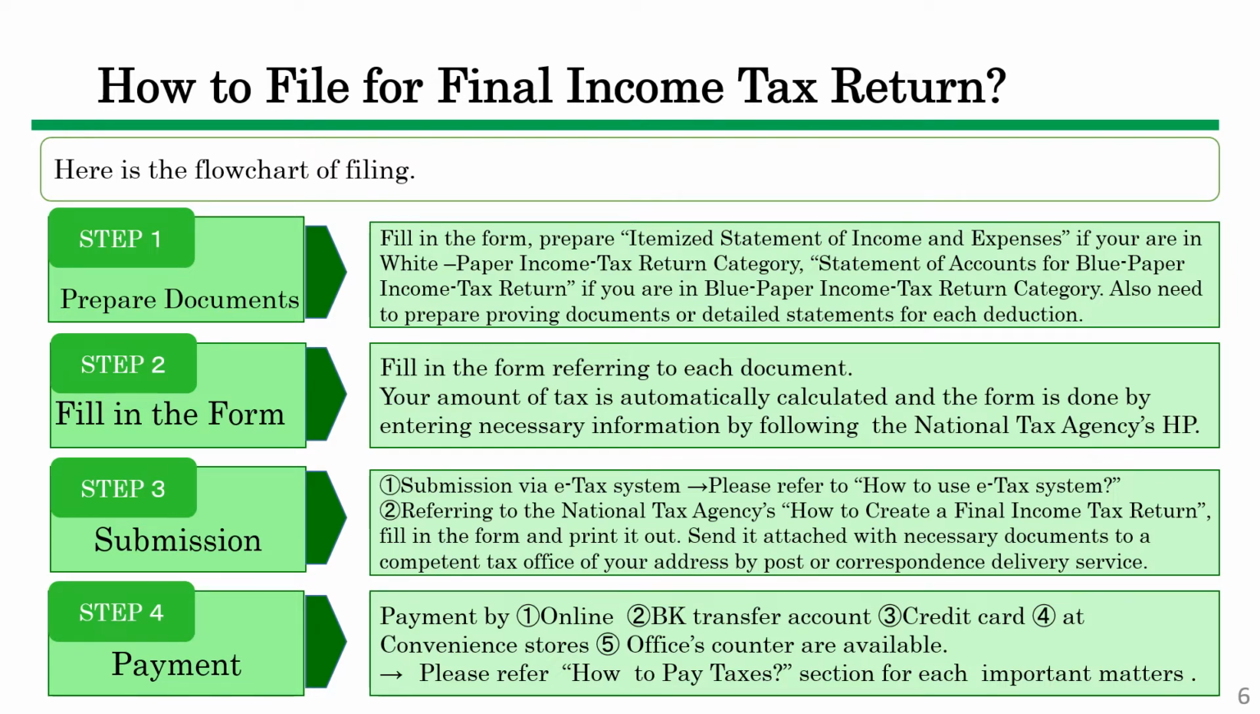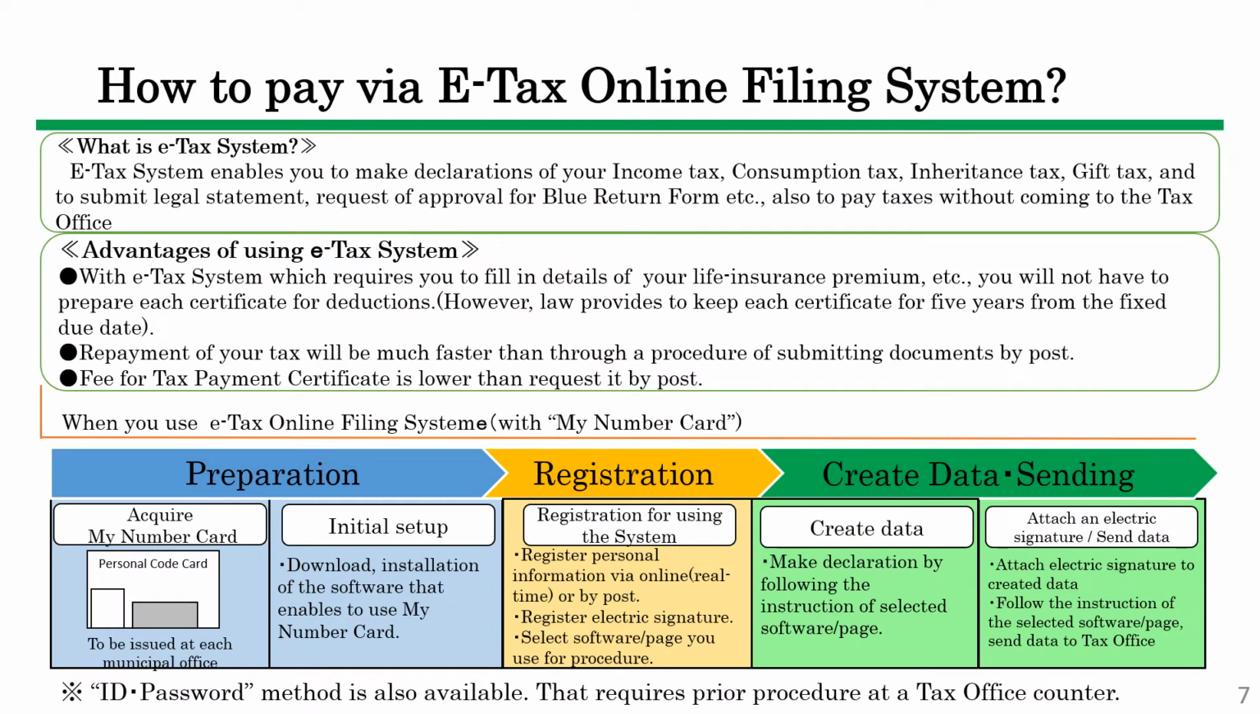Step 4 is to pay the calculated amount of your tax. There are 5 ways to pay tax. We will explain it later. You can file your final income tax return via ETax online filing system. In this way, you do not need to come all the way to tax office. To use ETax filing system, you can choose either of the My Number Card method or ID and password.